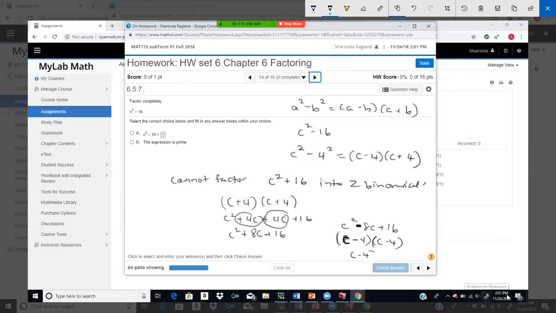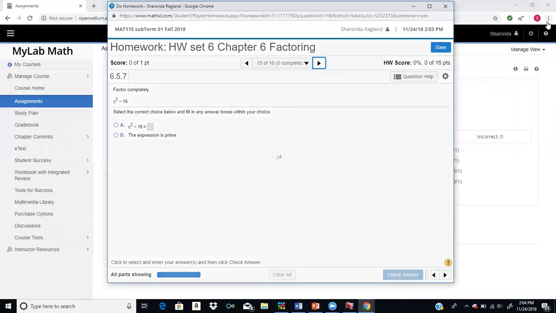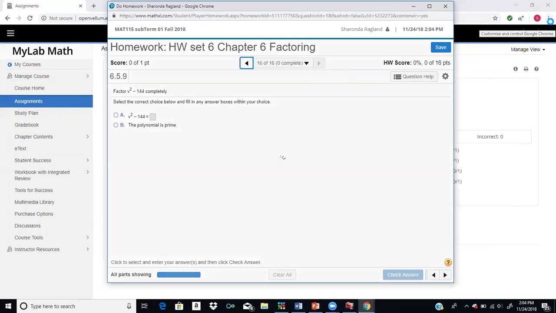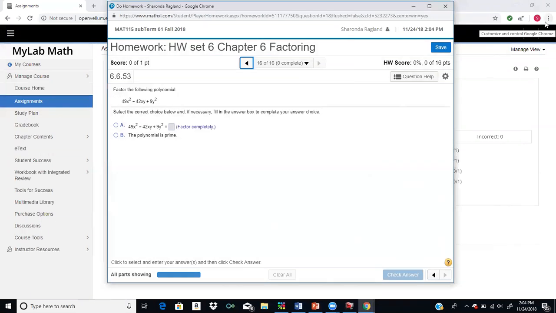And sometimes you might see it written like this, which means c minus 4 times c minus 4. Very good. We did the difference of squares, which we can factor. Same thing here. The only difference here is you have a y squared at the end, so it's going to split up into y and y. That's all. And notice that this is 49, this is 9.